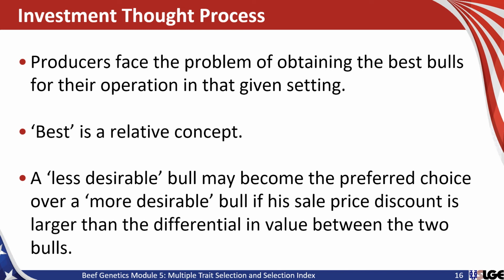For example, if we look at the previous slide, if the less desirable bull, in that case Bull B, actually sold for $5,000 less than Bull A, he may have been the better buy. So it's important to think about bull selection not only in terms of their genetic potential, but also their genetic potential in relationship to their cost.